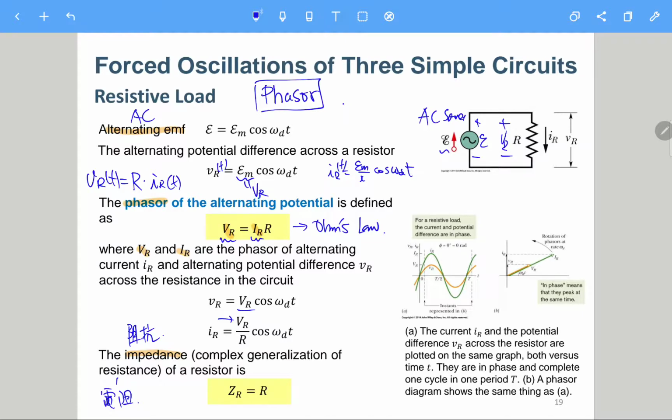So in general, Z will be R plus jX. So we have impedance, resistance, and I forgot this one. What is it called? But here we have Z_R equals R, which is quite trivial. So you may not know why we need phasors.